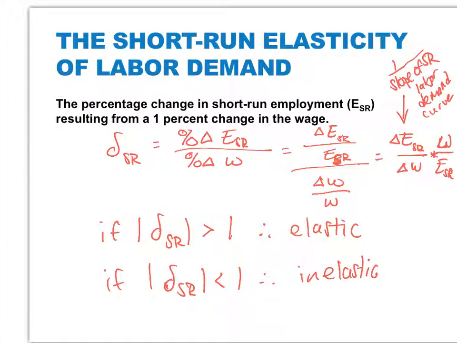Is that sigma? No, sigma's like this, right? Is this a delta? That's a lowercase delta. And the triangle's uppercase delta, right? Yes. When you point to a 1 over the slope of the short-run labor demand curve, are you pointing to the entire expression, or just that?